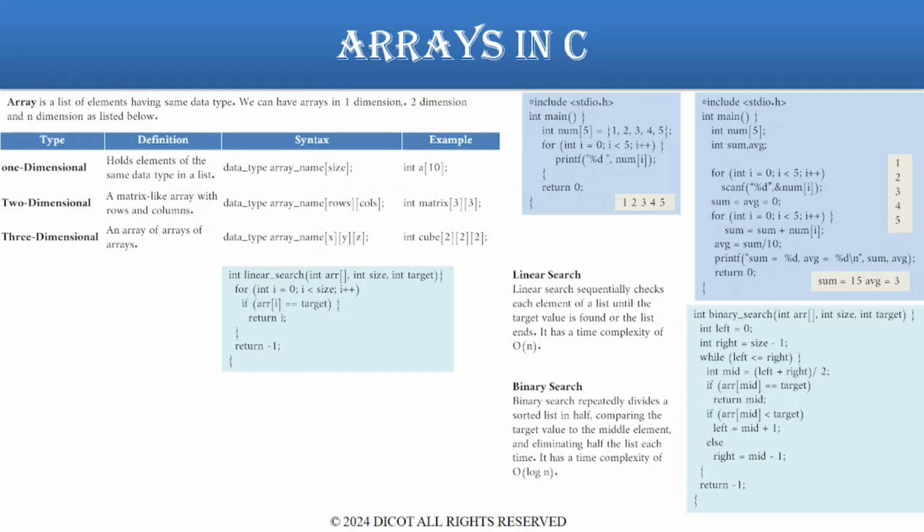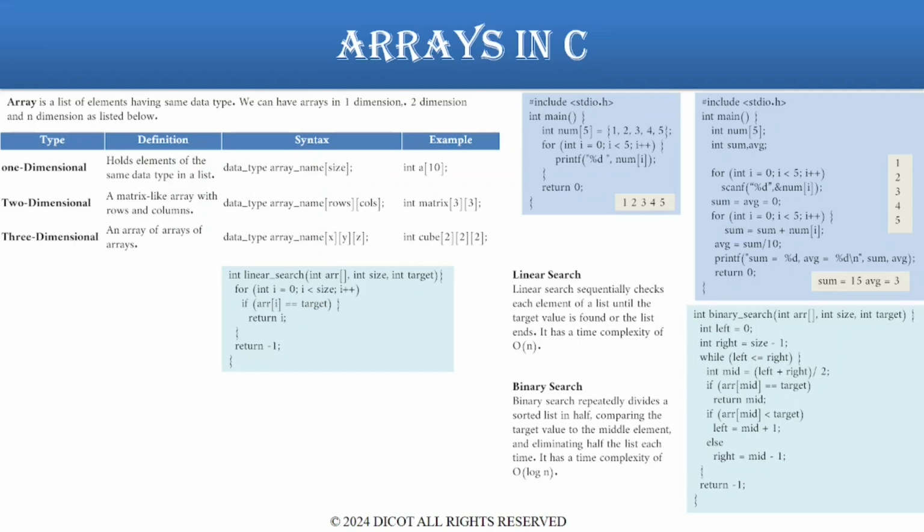Now if they are not equal, there are two possibilities. If array[mid] is greater than target, it implies there is a possibility of target being found in the lower half. Reduce the value of right to mid minus 1 and continue the search in the lower half. If A[mid] is lesser than target, it implies there is a possibility that target could be found in the upper half. Increase the value of left to mid plus 1 and continue the search in the upper half.